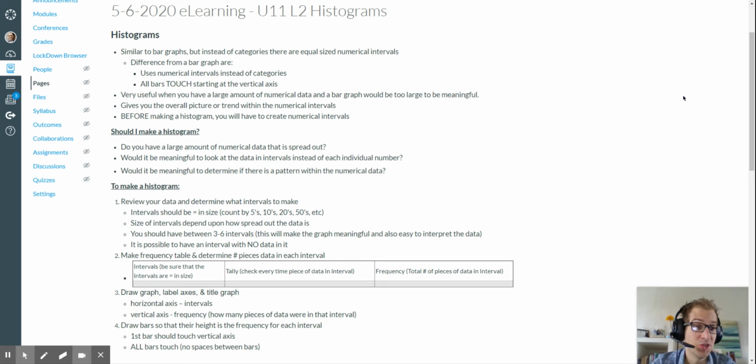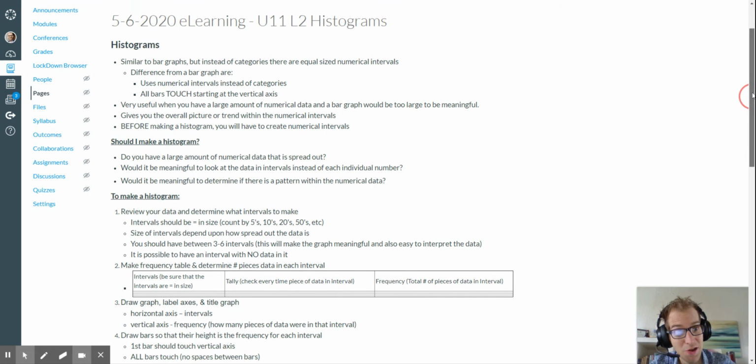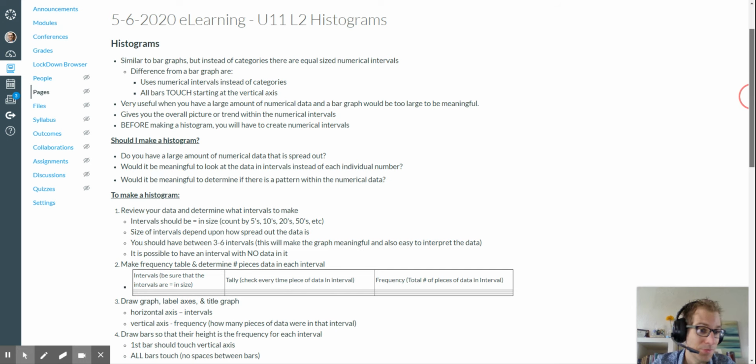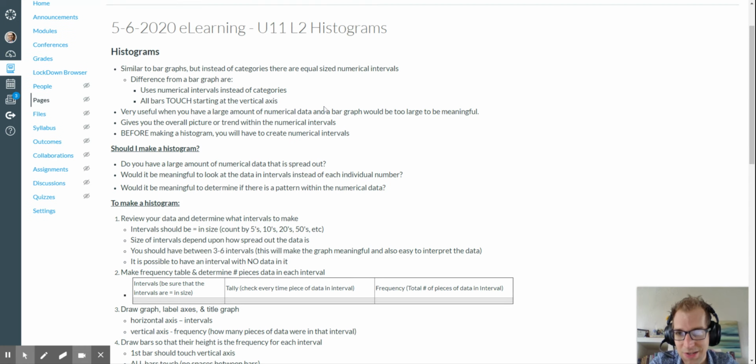So maybe we're saying how many students scored between a 90 and 100% on the last quiz, and then how many students scored between an 80 and an 89% on the last quiz. So we have different intervals and compare: a lot of people got between a 90 and 100 this time, or not that many people got between a 90 and 100, compared to between 80 and 89. That kind of idea.